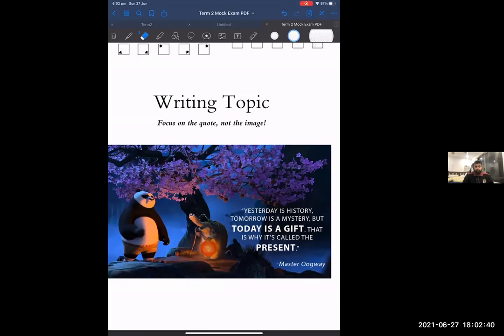Now the reason, sorry, Naman, your question was why did the student get the 0 marks? The reason he got a 0 was because he focused on this line here. His whole story was based on focusing on the quote, not the image.